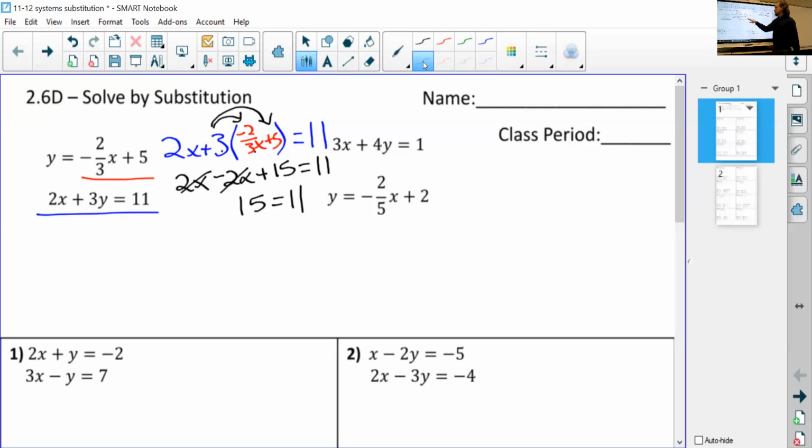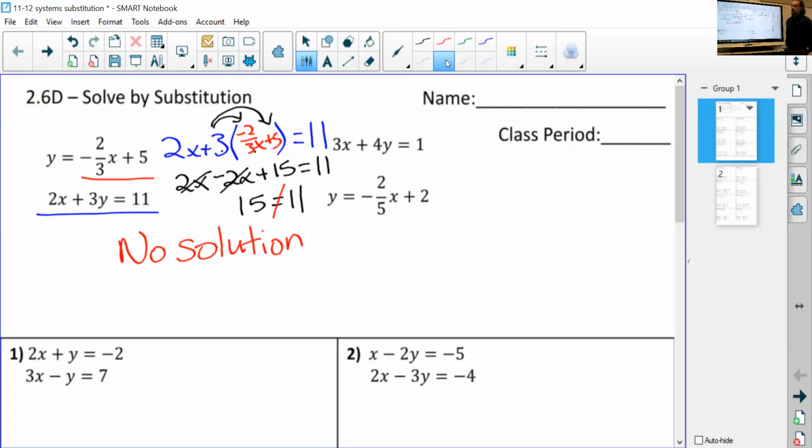So if this statement is true, the answer would be infinite solutions. But 15 does not equal 11, right? So this will never be true. So the answer to this one would be no solution. Okay. So that means those two lines are parallel, which means they never meet, which means there's no intersection point, so there's no solution. Okay.